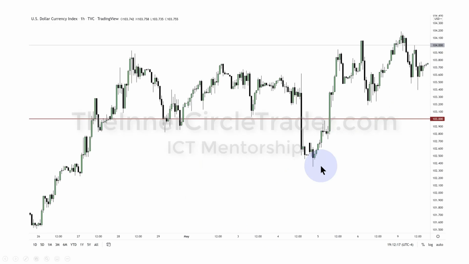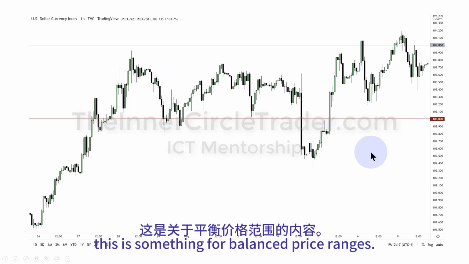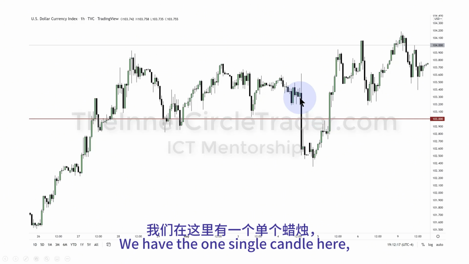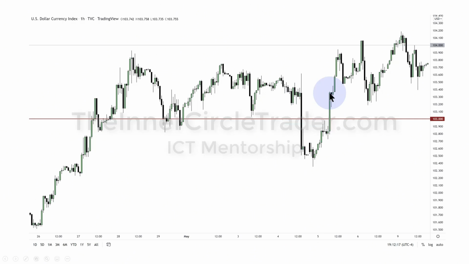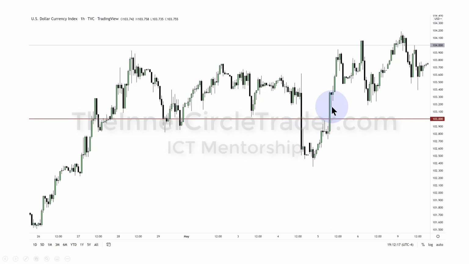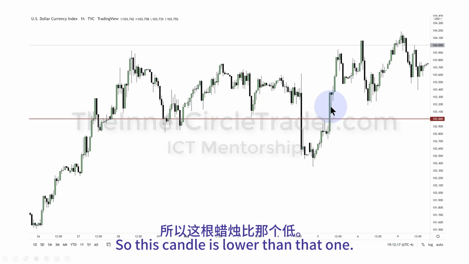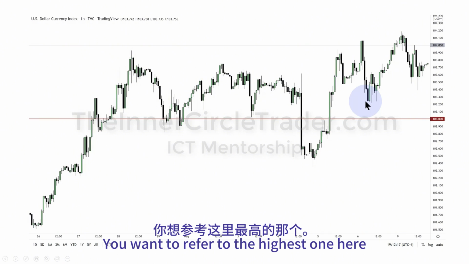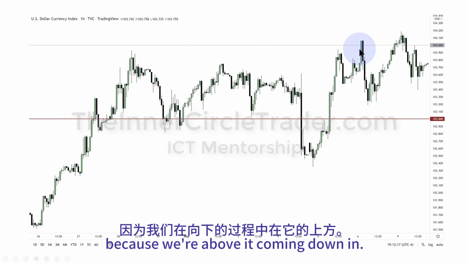On the hourly chart, you can see how we came down into this balanced price range. Okay, so now on your notes, this is something for balanced price ranges. We have the one single candle here, the one single candle here. And if price is above an area like this and it comes down, you're going to want to refer to the highest area, like this one begins at this candle's low and starts going down, where this one starts here, in between here. So this candle's lower than that one. You want to refer to the highest one here, because we're above it coming down in.